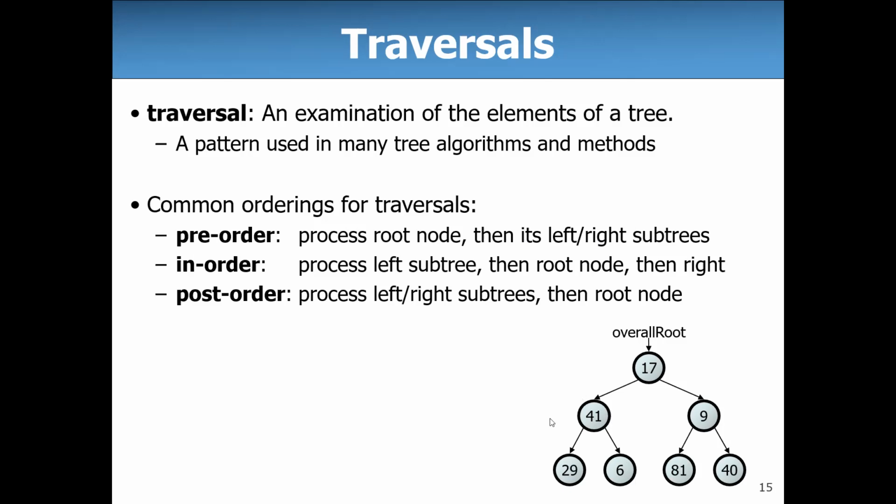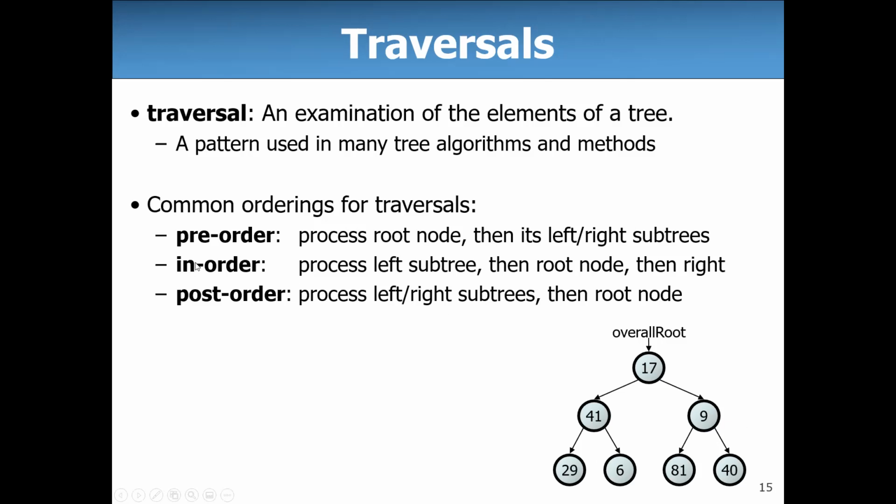So when this subtree on the left side of 17 is done, you will go to the right side of 17. Remember, it says root, left, and then right. When you go to the right side of 17, there is another subtree. You will apply the same formula, root, left, and right. So after printing 6, you will print 9, 81, and 40.